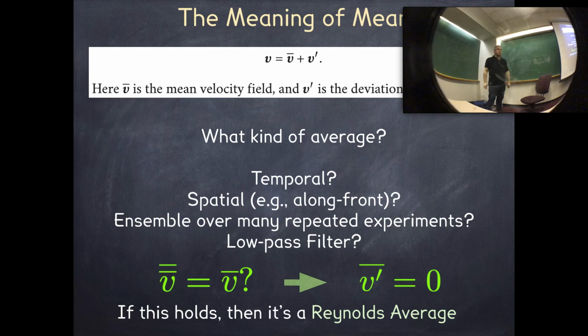All right. So here's a key concept for the difference between a Reynolds average and a filter, which is something we're going to come back to over and over again. Once I've taken the x average here, what happens if I take the x average of the x average?